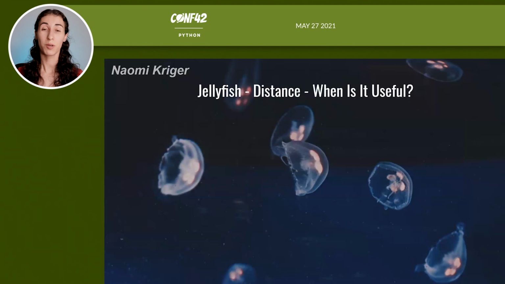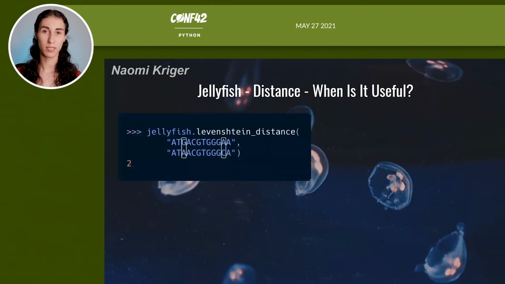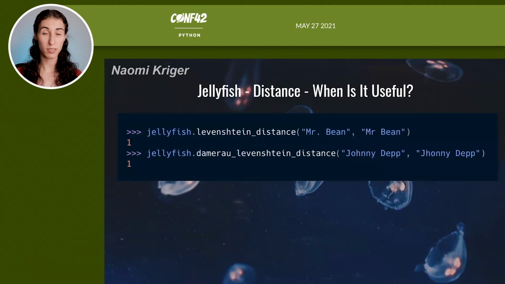Now we are getting to our most important question. When is it useful? When can we make use of that? So let's look at our next example. Here we can see DNA sequencing. DNA sequencing is the act of taking 2 sequences of DNA and comparing them in order to determine the distance level between them. DNA sequencing is commonly done by using Levenshtein distance, which is something that I, by the way, find pretty cool.